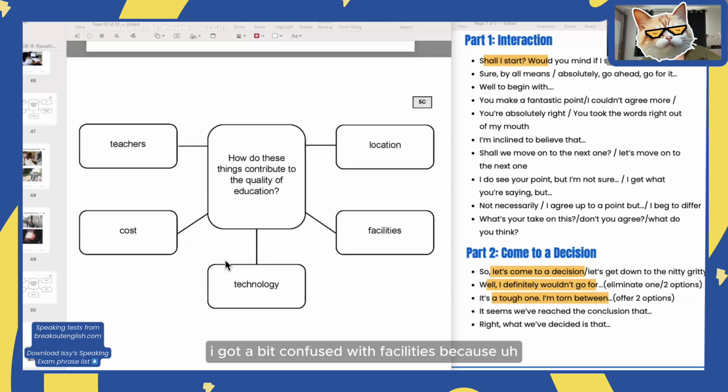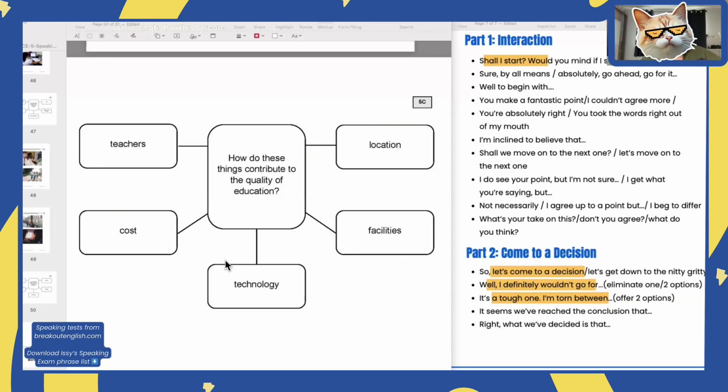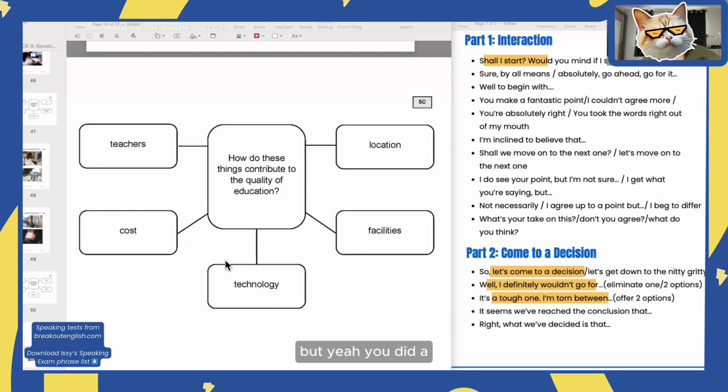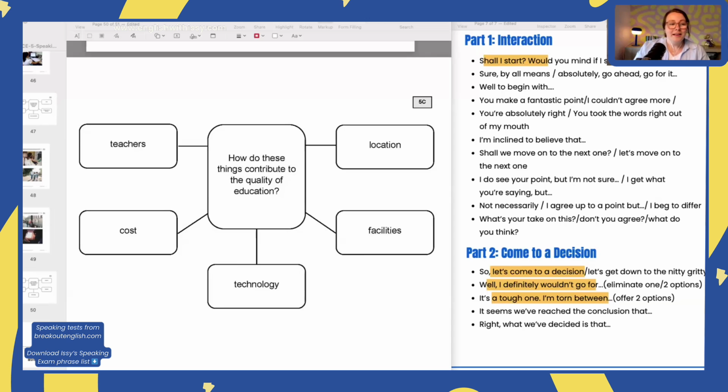Yes. I got a bit confused with facilities, because facilities, is it like a bathroom, canteen, and this stuff? Yeah, I mean, it's really kind of all of the buildings, services. It covers everything. So it could be toilets, it could be the number of rooms, it could be technology. It's the space, really. Okay. But yeah, you did a really good job.